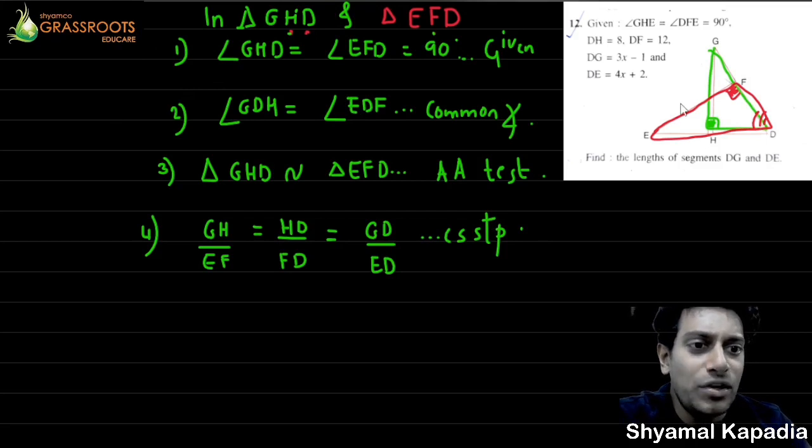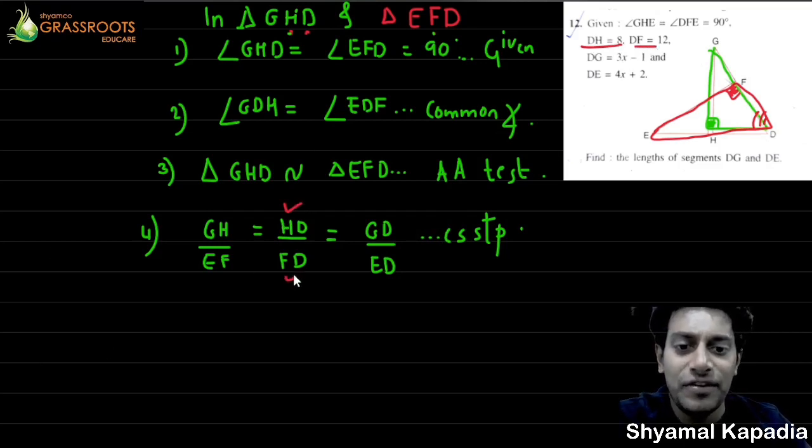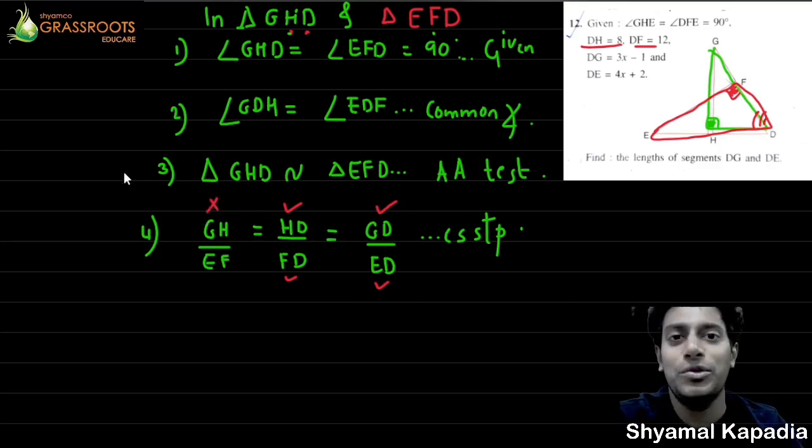I have been told DH is 8. Where is DH? Here, 8. DF is 12. Where is DF? Here. DG is given and ED is given. But basically you have to neglect this and substitute the rest which are obtainable.